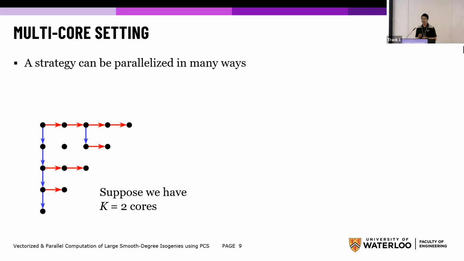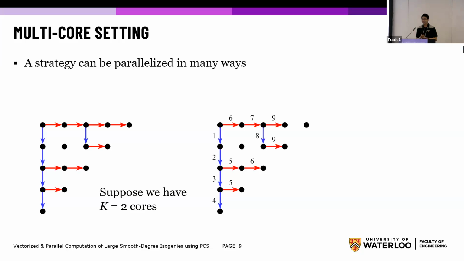In this setting, a strategy can be parallelized in many ways. Let's see this example. We're going to do the computation using this strategy when we have capital K equal 2 cores. One way is that we can perform this operation in step 1, 2, 3, 4, and now we reach the first kernel generator, and we can do the first isogeny map to the next curve. We can choose up to 2 operations to perform here. Let's say we choose these 2 in step 5. What next? We can choose these 2 in step 6, 7, 8, 9, 10. So we finish the computation in 10 steps.